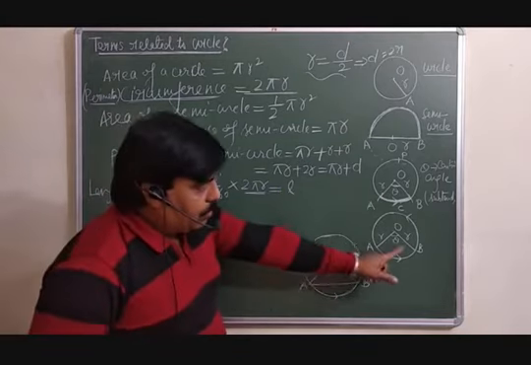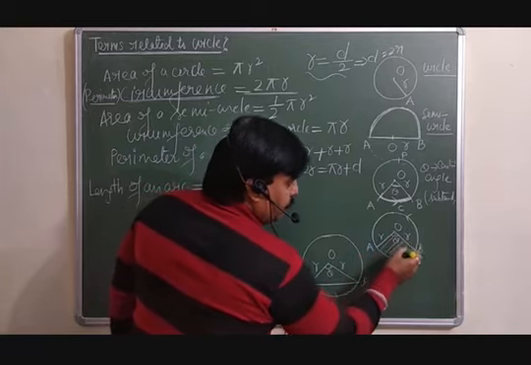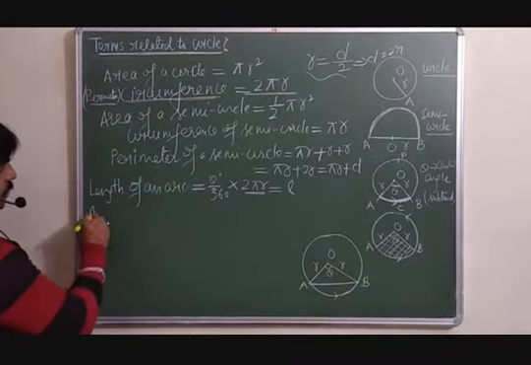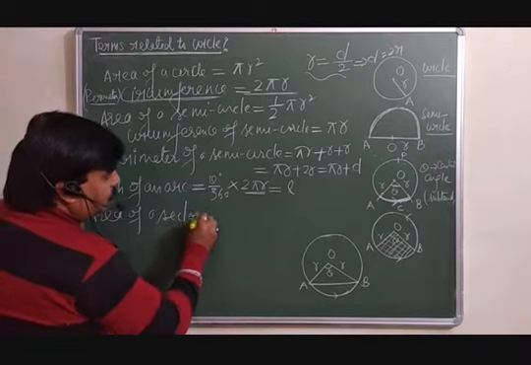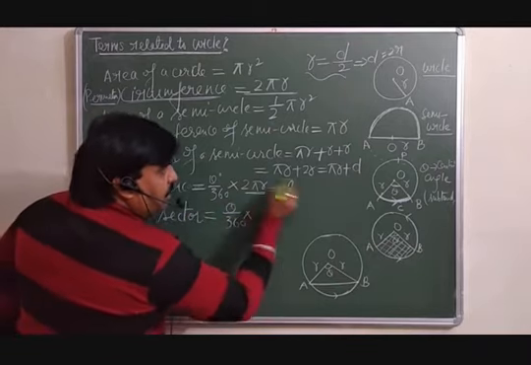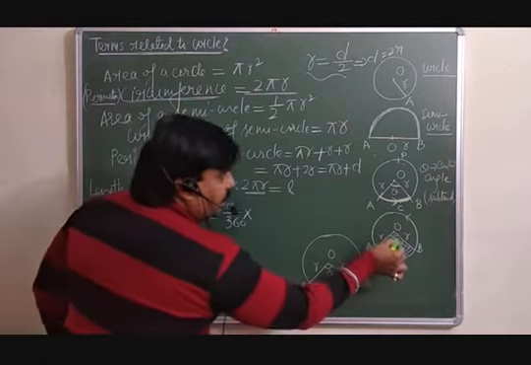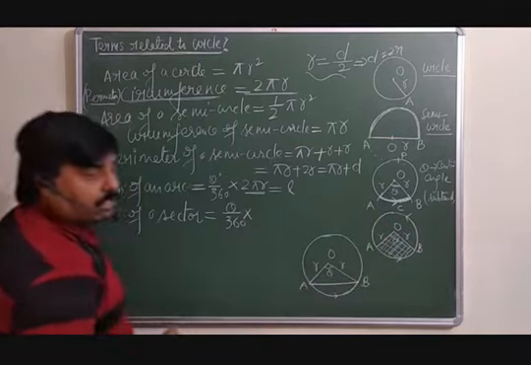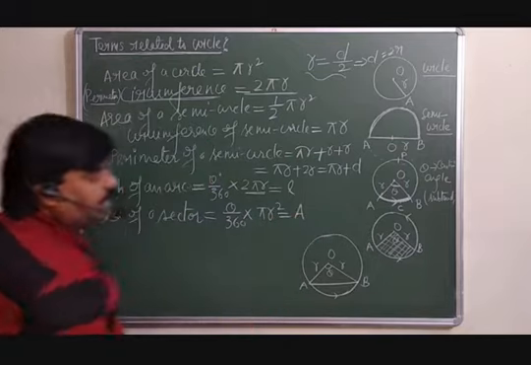But if we talk about the area of the sector, we are talking about the area of this one only. So the area of a sector is equal to theta over 360, same. The arc is part of the circumference of the circle, and this sector is part of the region, the area of the circle, so that is pi r square. This is A.